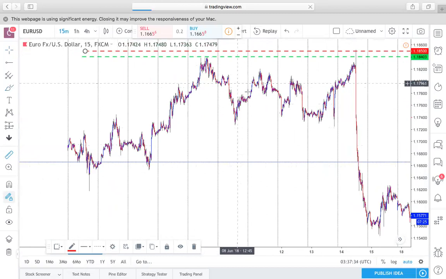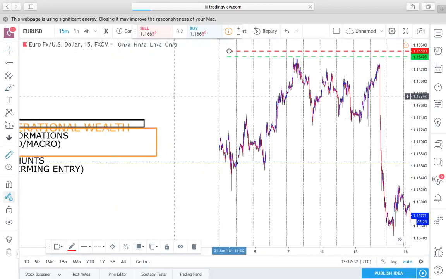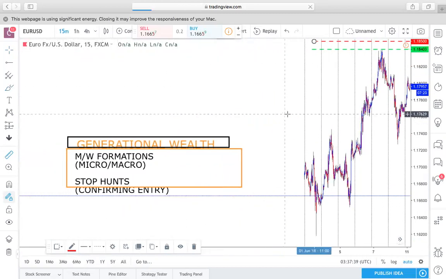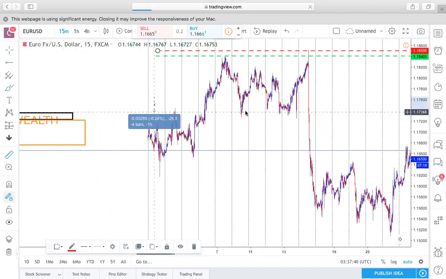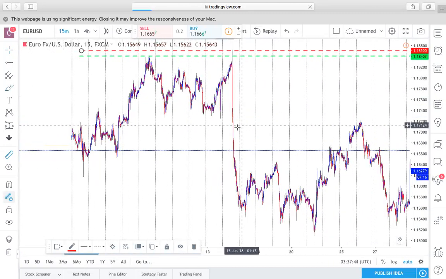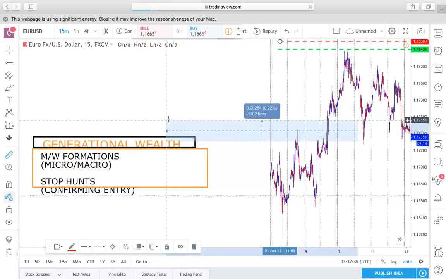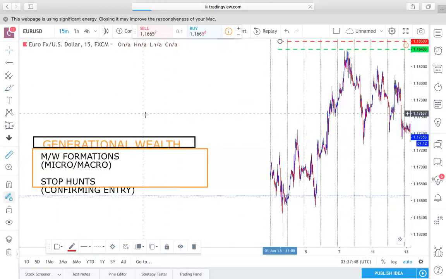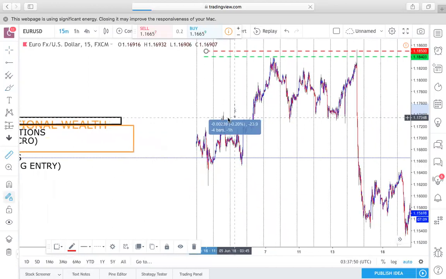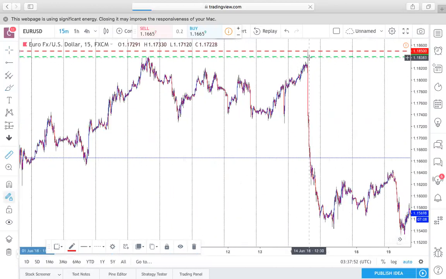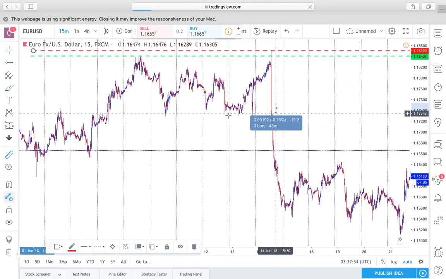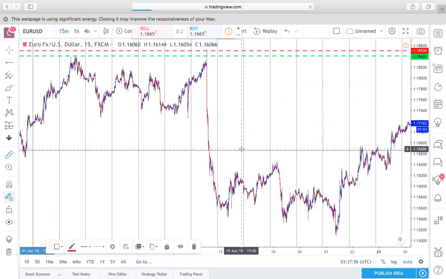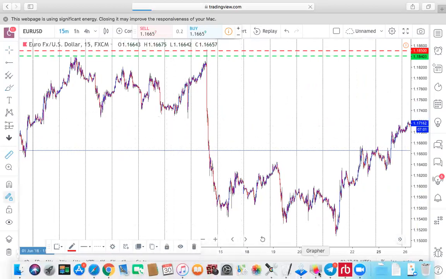It's crazy, right? So you have to remember, get familiar with looking for and finding these M and W formations on the micro and macro time frames, as well as knowing when a stop hunt is occurring, and also knowing that a stop hunt can be your confirming entry to get into a trade.